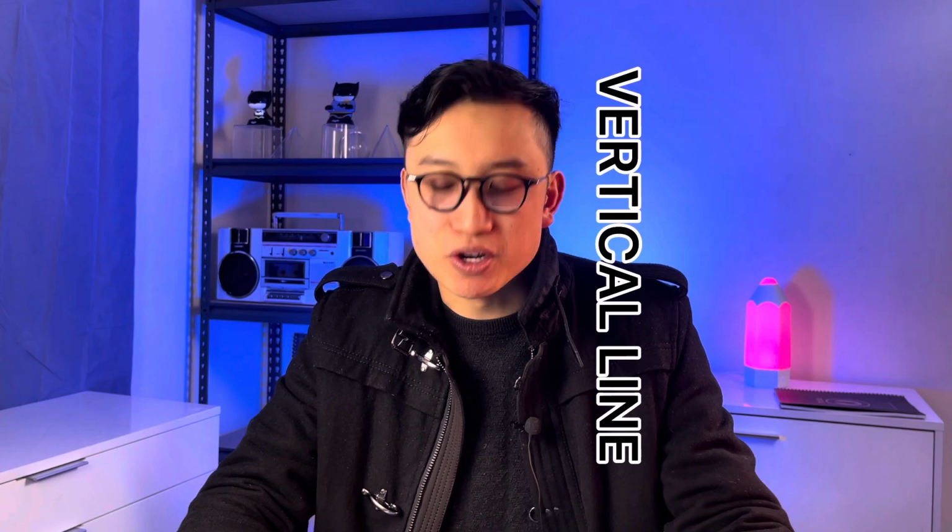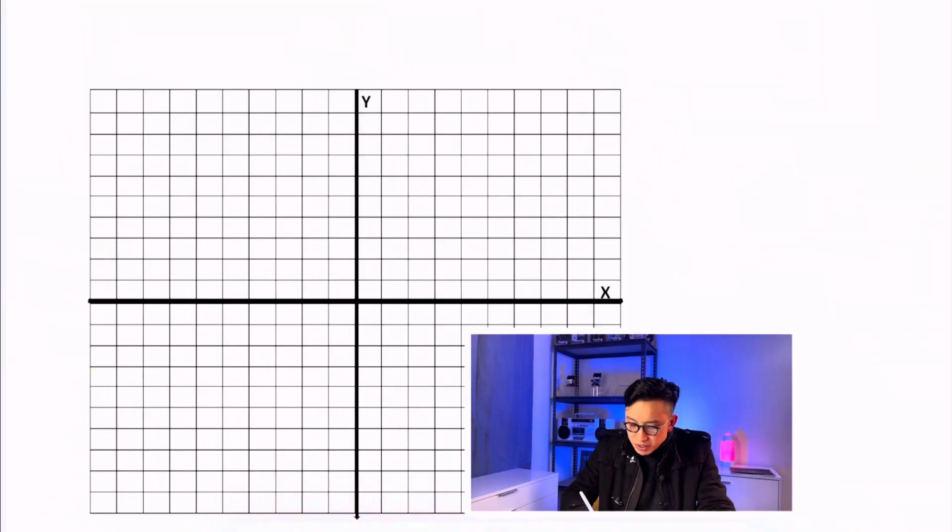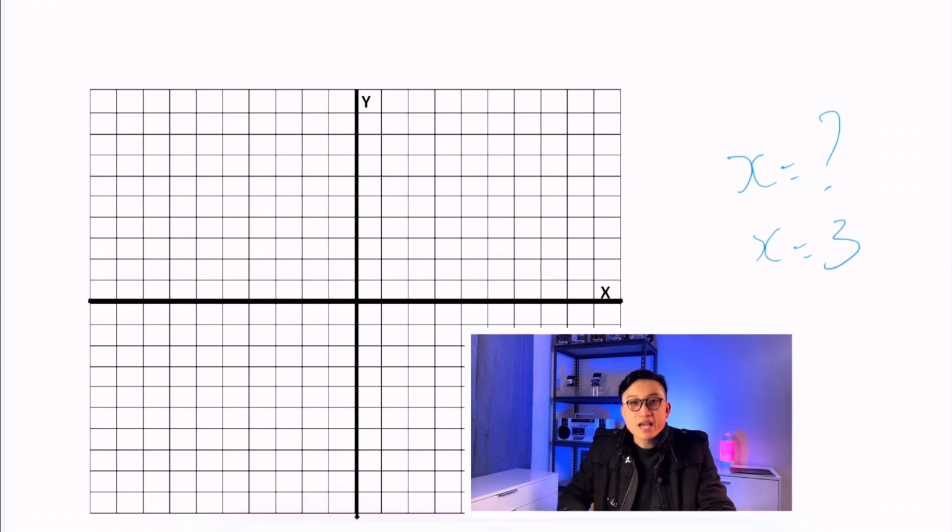So how do you know when you see a question on an exam paper or a test paper whether it's a vertical line or not? If the equation is written as x equals a number, for example, x equals 3, and you do not see the y variable, you know for sure it is a vertical line.